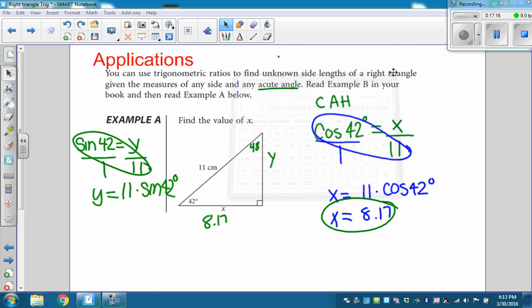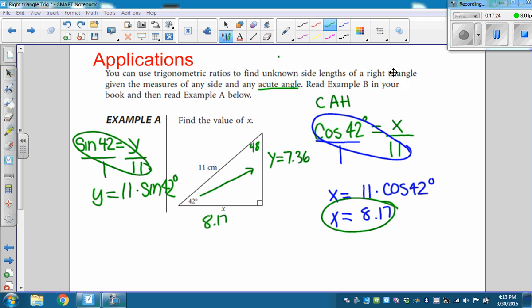According to my work, y is 7.36. And since y is opposite 42, which is smaller than 48, y should be smaller than x. And then I guess you could also use the Pythagorean theorem to check. So I might do a little estimating. 7 squared is 49, 8 squared is 64, 49 plus 64 is 113, and I've underestimated. 11 squared is 121, so my answers seem reasonable.